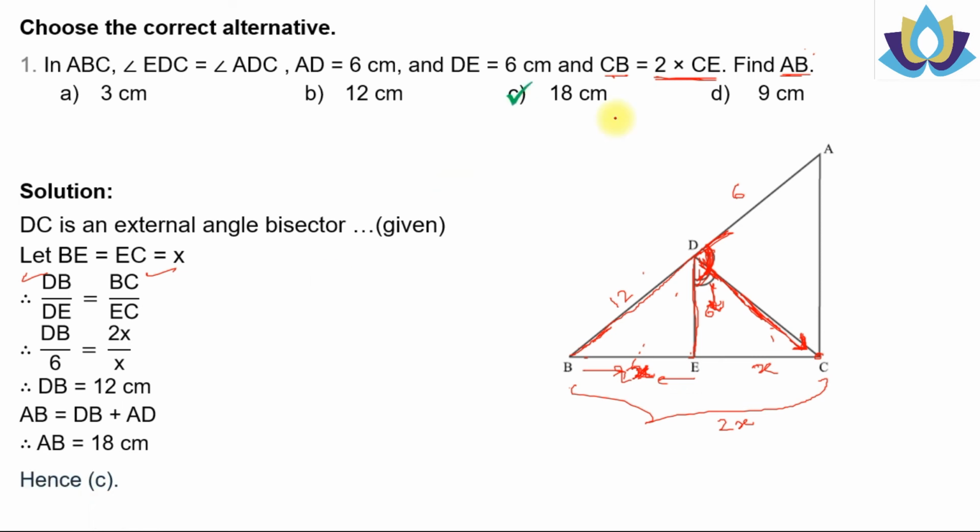So I hope with this the exterior angle theorem is clear to everyone. And if at all some question comes, it will typically look like this only. I don't see any big variation in this.